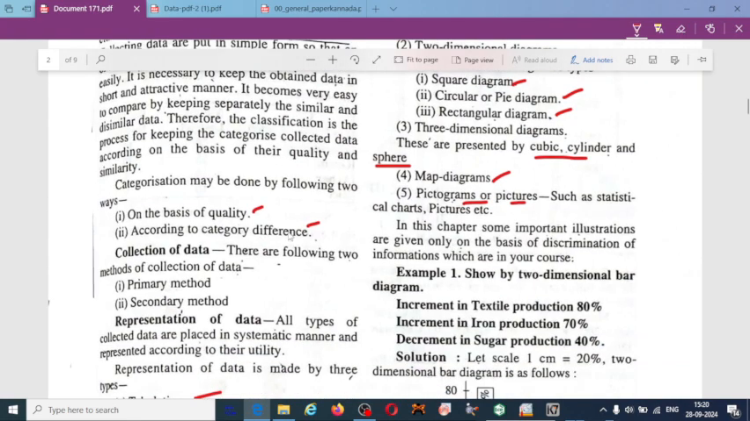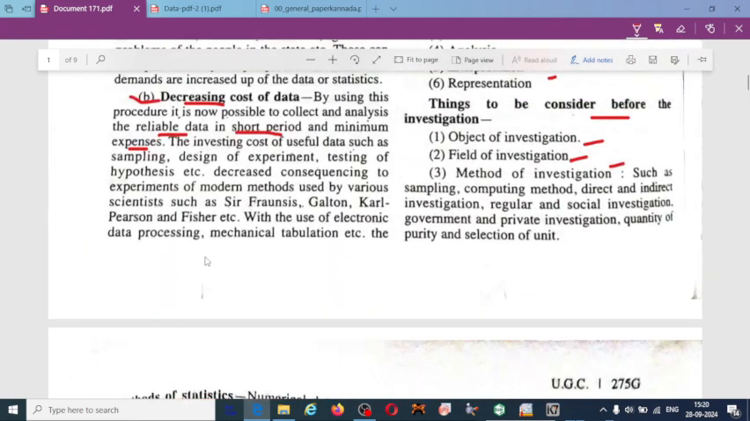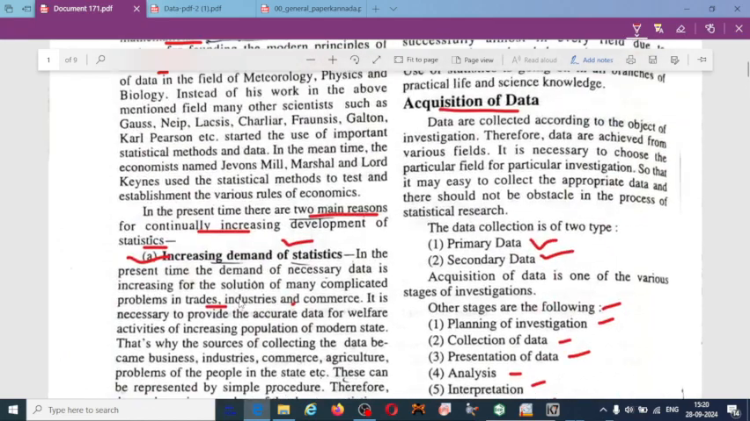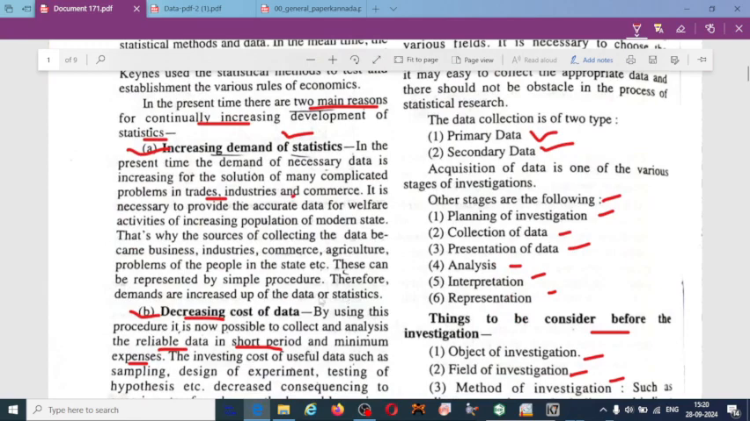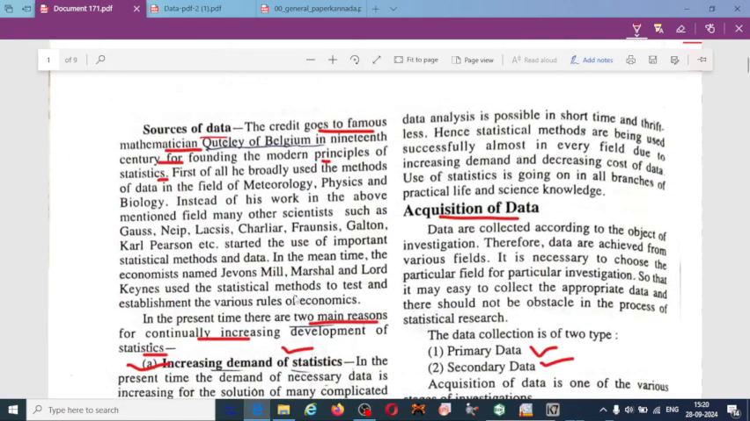Okay, so this is overall the brief idea about data interpretation: how you can do the acquisition of data, how you can represent the data, and how you can do the analysis of data.